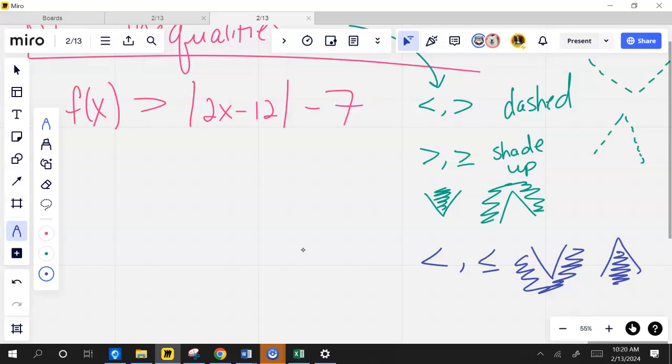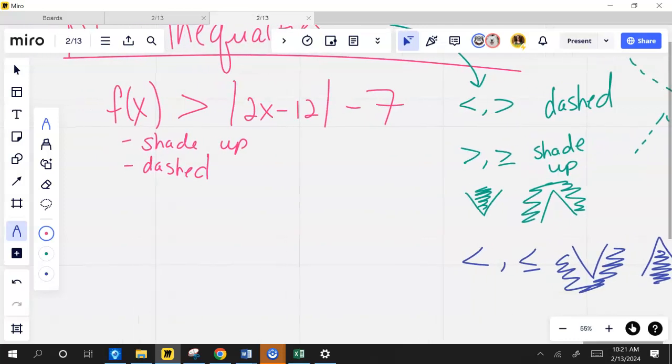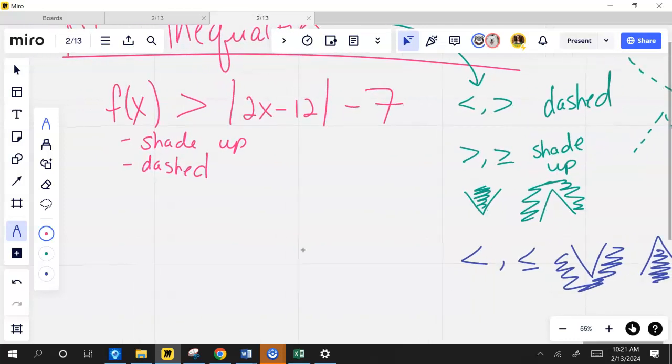So if you look at our example, will I be shading up or down on this one? Up, because it's greater than. Okay. So before I even graph, I know that I'm going to shade up, and is it going to be solid or dash? Everything else about graphing this is exactly the same as graphing the absolute value. What's the vertex? Careful.